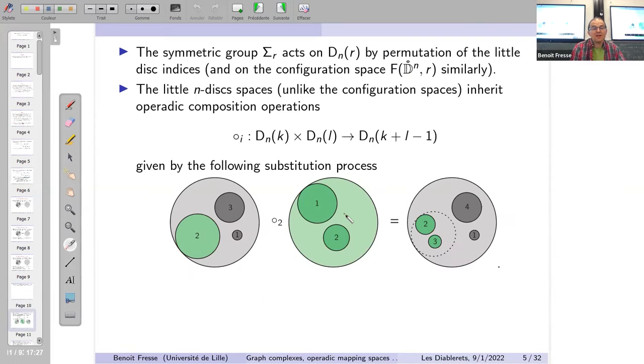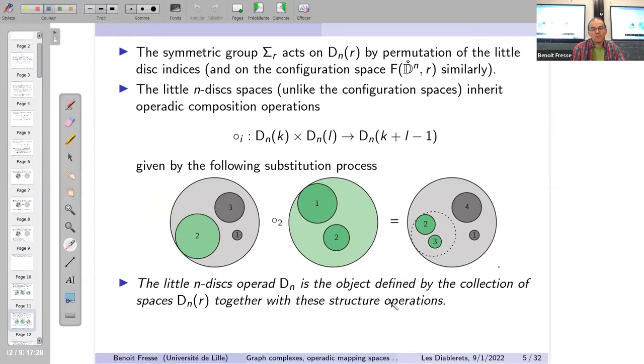But on the little m disk spaces, in addition, what you have are composition operations of this form, which take a configuration of k little m disks and a configuration of l little m disks, as in this example. These operations are denoted by circle i and return a configuration of k plus l minus one little m disks, which is defined by placing the second configuration in the ith little disk of the first configuration by an obvious rescaling operation. Okay, so in this example, you get this result. And the operad of little disks, D_n, is the structure defined by the collection of the spaces D_n(r), together with this set of operations.